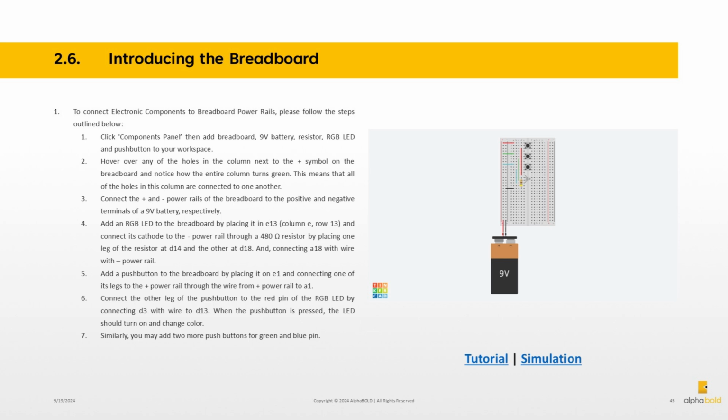Add a push button to the breadboard by placing it on E1 and connecting one of its legs to the plus power rail through a wire from the plus power rail to A1. Connect the other leg of the push button to the red pin of the RGB LED by connecting D3 with a wire to D13. When the push button is pressed, the LED should turn on and change color. Similarly, you may add two more push buttons for the green and blue pins.